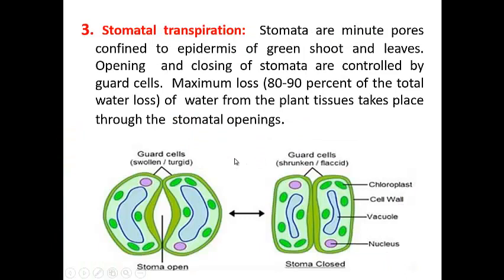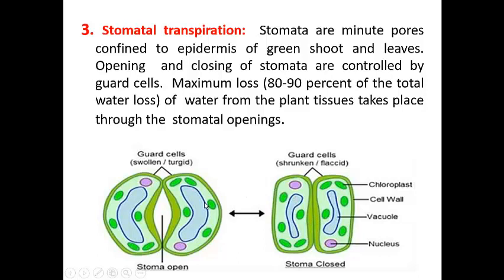Let's talk about the last type of transpiration, that is stomatal transpiration. Firstly, let's talk about what actually is stomata. So stomata looks something like this. Here the stomata is open. This is the stomata. These are the guard cells. Here the stomata is closed by the two guard cells.